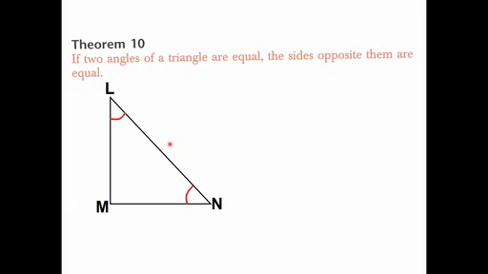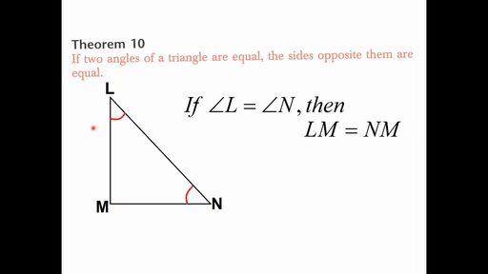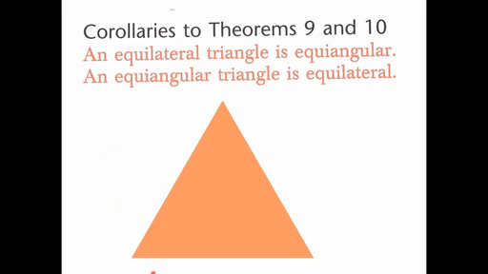Theorem 10 is the one that you're going to run into in the lessons. If two angles of a triangle are equal, the sides opposite them are equal. In other words, if angle L equals angle N, then LM, this side, has to equal NM, this side. And then finally, two corollaries. I think they're going to be easy for you to remember. An equilateral triangle is equiangular, and an equiangular triangle is equilateral.